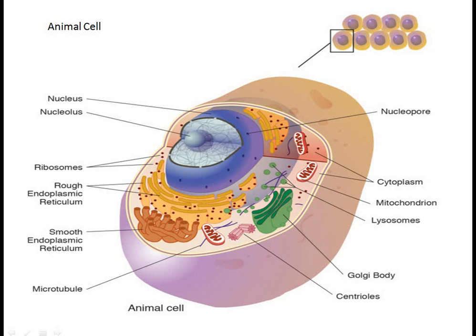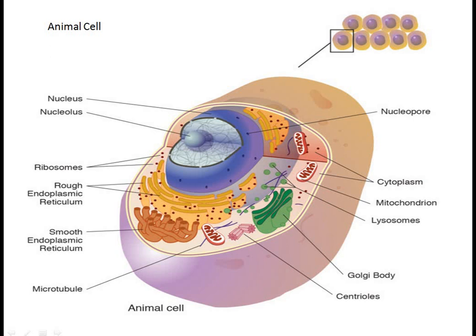Then there are Golgi bodies. These are involved in cell excretion. Then there are lysosomes. These are involved in digestion. These are not cells actually, these are organelles. This is the mitochondrion. This is the powerhouse of the cell. It is responsible for generating energy in the cell.